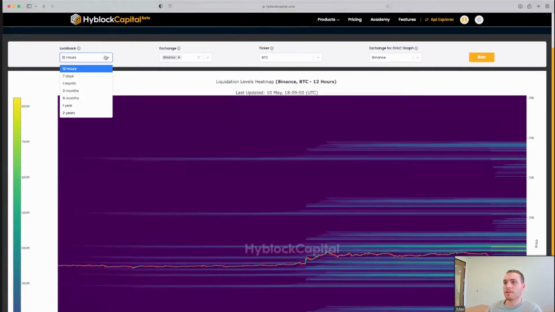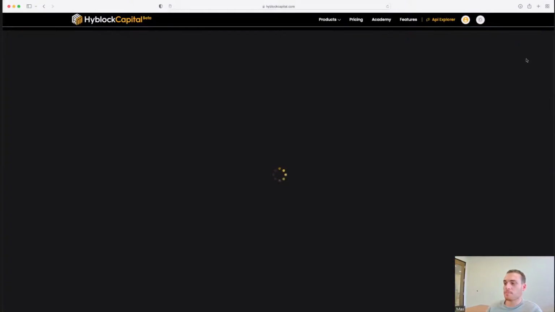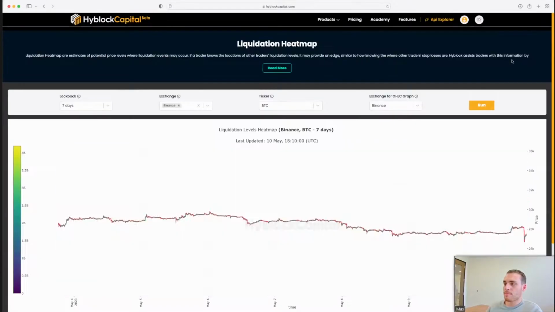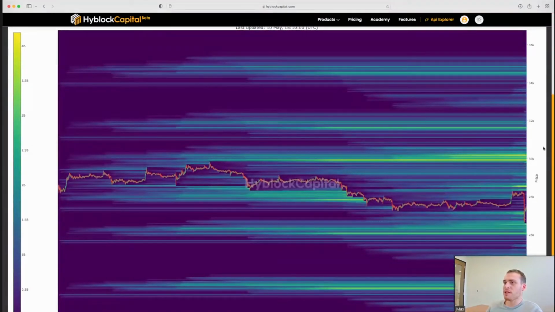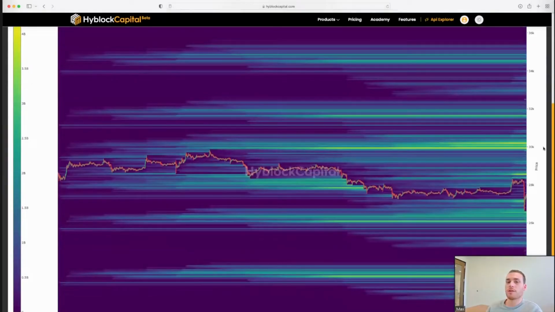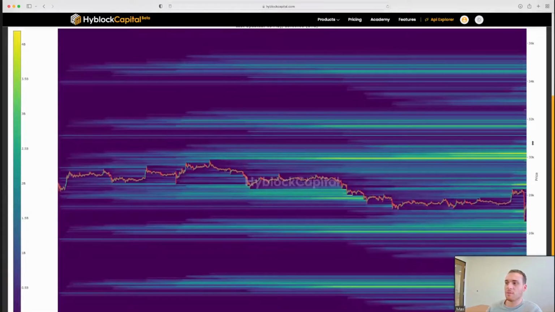Now, what I like to do, I actually prefer to use this on a little bit of a higher time frame to help potentially identify swing trades. So maybe we'll move to 7-day, then we'll check out a month. We'll click run. And now what we can see here, based on the different colors, is where traders are subject to forced closing of their positions, in other words, liquidations. So what we can see right here is that 30,000 is an extremely hot level for Bitcoin.